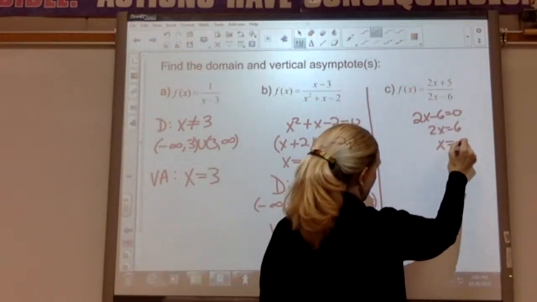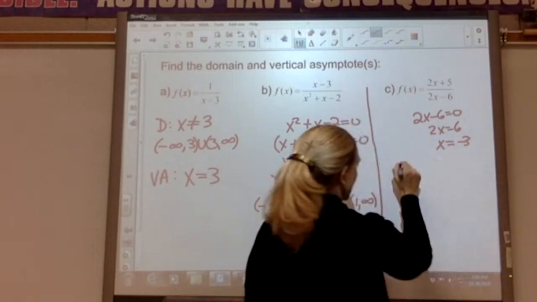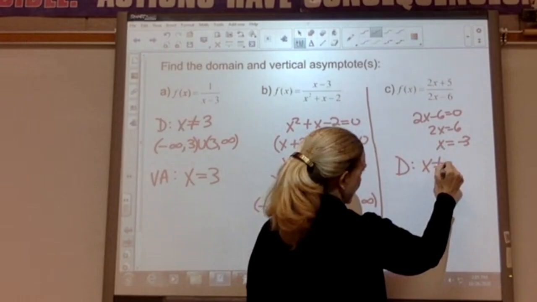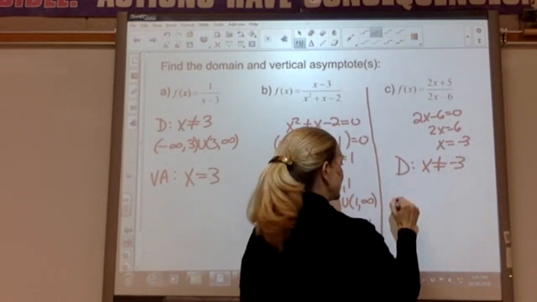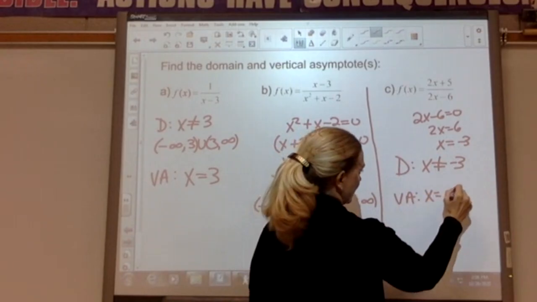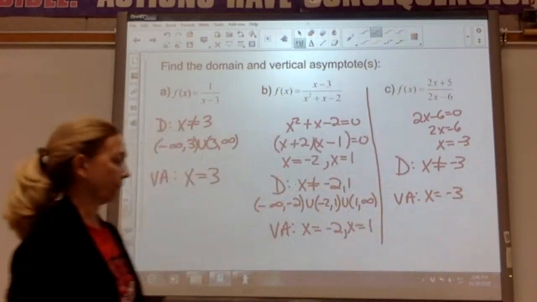Divided by 2, x equals negative 3. So for the domain, that means x cannot be negative 3, and then the vertical asymptote would be x equals negative 3.